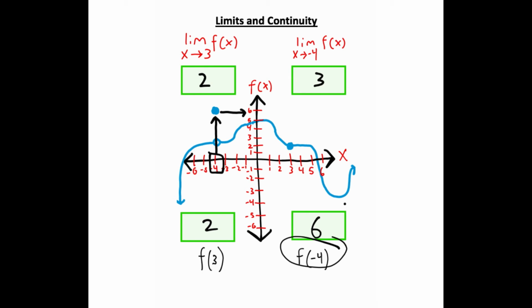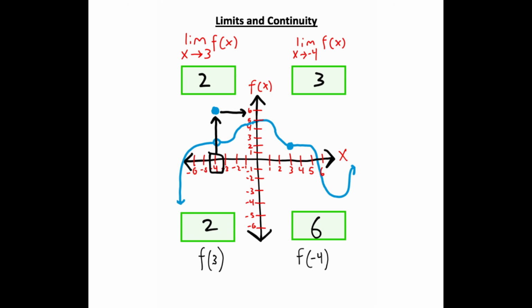Now notice that f of -4 does not match the limit as x approaches -4. So what that means is here we have discontinuity. This is discontinuous. Now what about on this left side? Do I have a continuous function here? And we're close, right? Because we have that the limit as x approaches 3 is equal to 2. We have that f of 3 is equal to 2. And we also have that f of 3 exists.